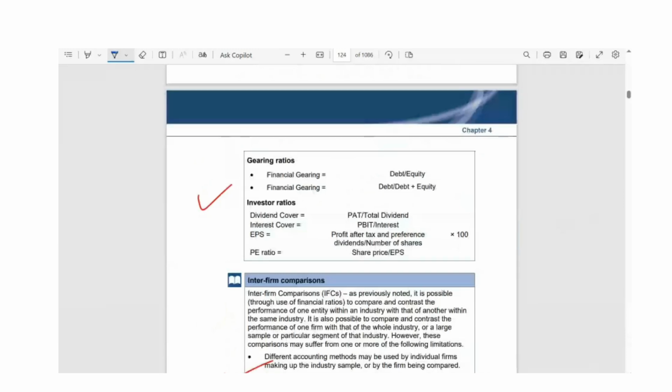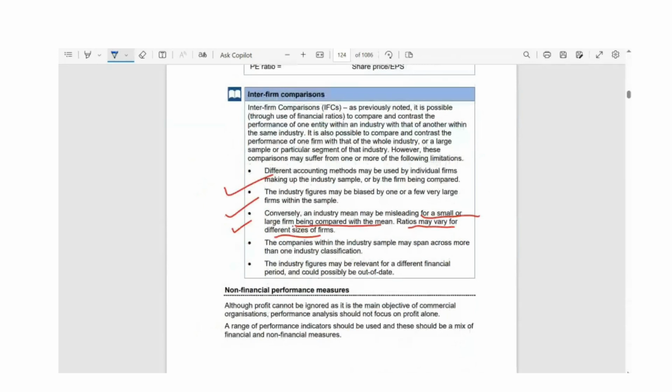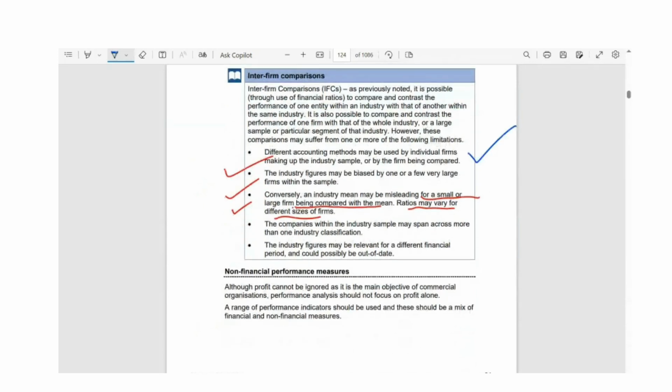Gearing ratios, investor ratios, and inter-company comparison. This is also common. So the comparative analysis, one company and another company. You discuss their performance, the different accounting methods they used, and industry figures may be biased. What are the reasons behind these things? The companies within the industry sample may span more than one industry.